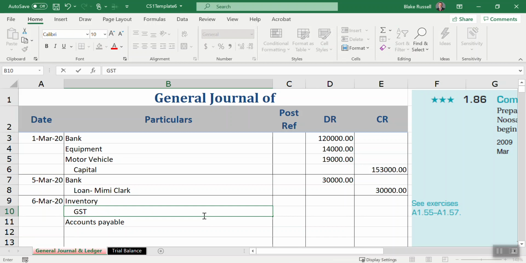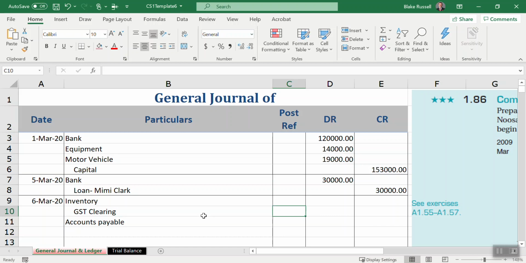Now there are hundreds of different ways I could write this. And the tricky bit is if I show you one way, I've probably got to stick to it a bit. I'm going to do clearing. Right. I'm going to call it GST clearing for now. Okay? And that's the standard GST account that we'll use.